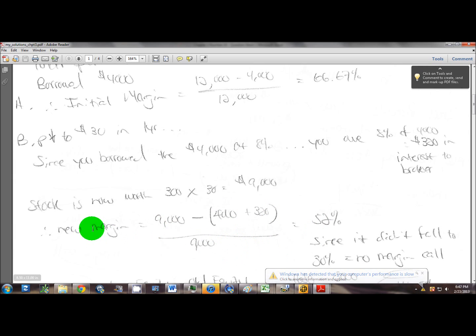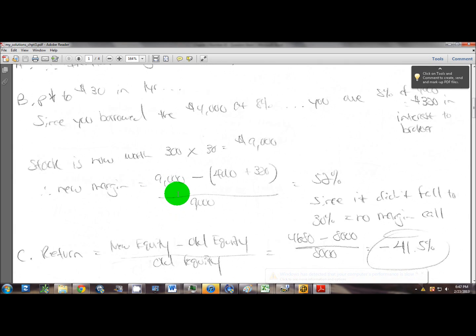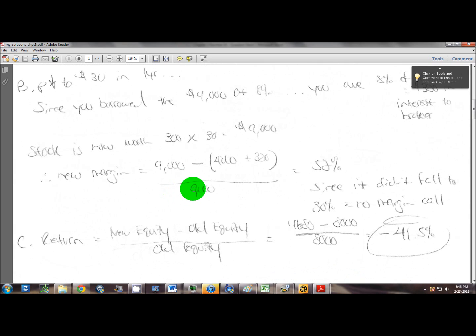And then moving on to the final part. The final part's pretty easy. Whenever you need to find your return on an investment, if you've had me before, you might remember this catchy jingle that I taught you guys. It's simply new minus old divided by old. So it's the new price of whatever you have minus the old price of whatever you have divided by the old price of whatever you have.